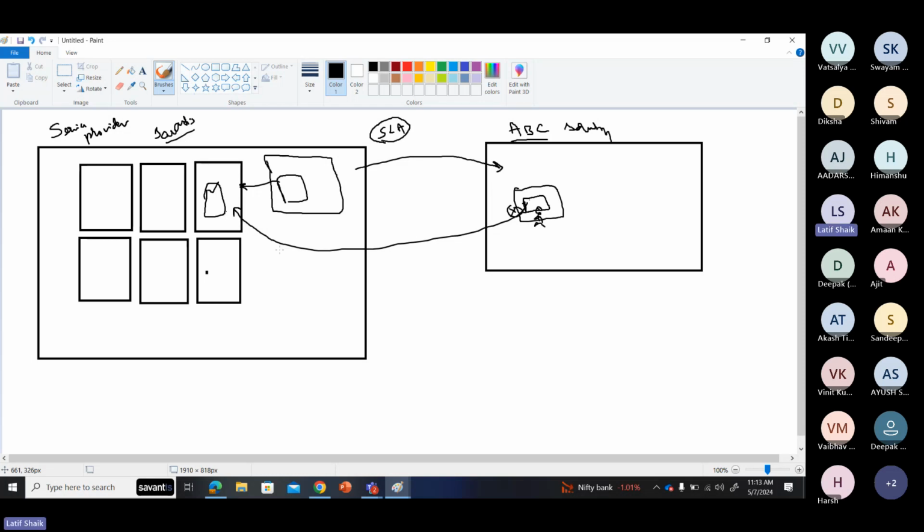But how does a client or a user know who is going to fix my issue? I don't know. For example, I am working in ABC organization. I want to access my server, but I don't know who the person is who maintains this server. So what I will do is approach something called a service desk.